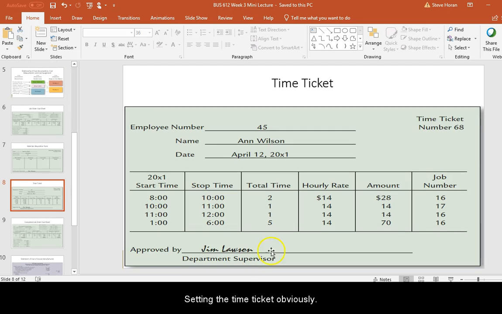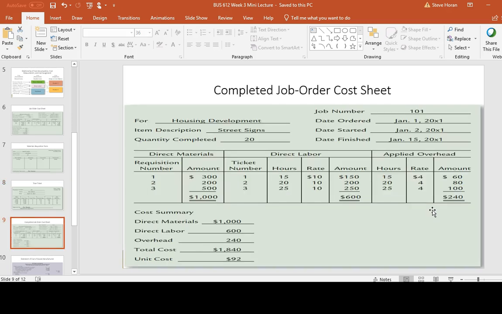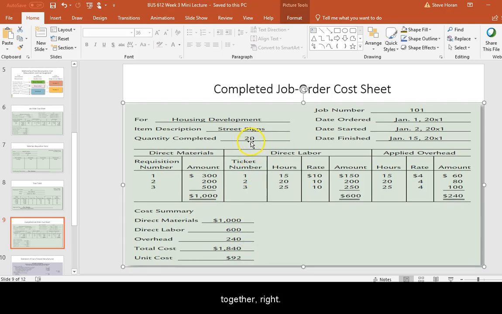Same thing with a time ticket. Obviously, if Ann is a direct laborer, her employee number is 45. Ann's going to keep track of the time spent on particular jobs, right? And then somebody in payroll will track her hourly rate and assign her time to those jobs. And so a completed job order cost sheet then has all those costs all together summarized. This is a different one for street signs, and it accumulates the three main costs. Divide those costs by the quantity of good made, and then we get a cost per unit.